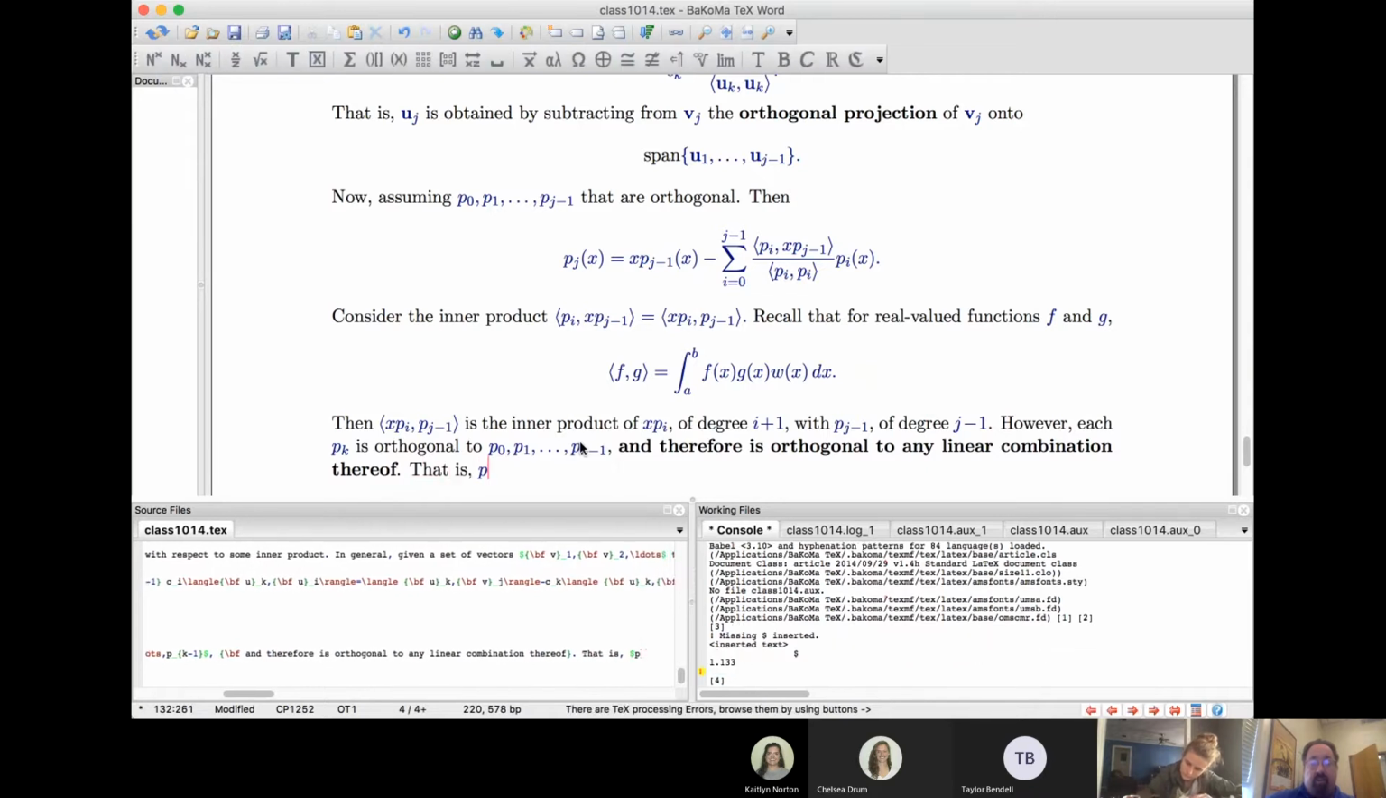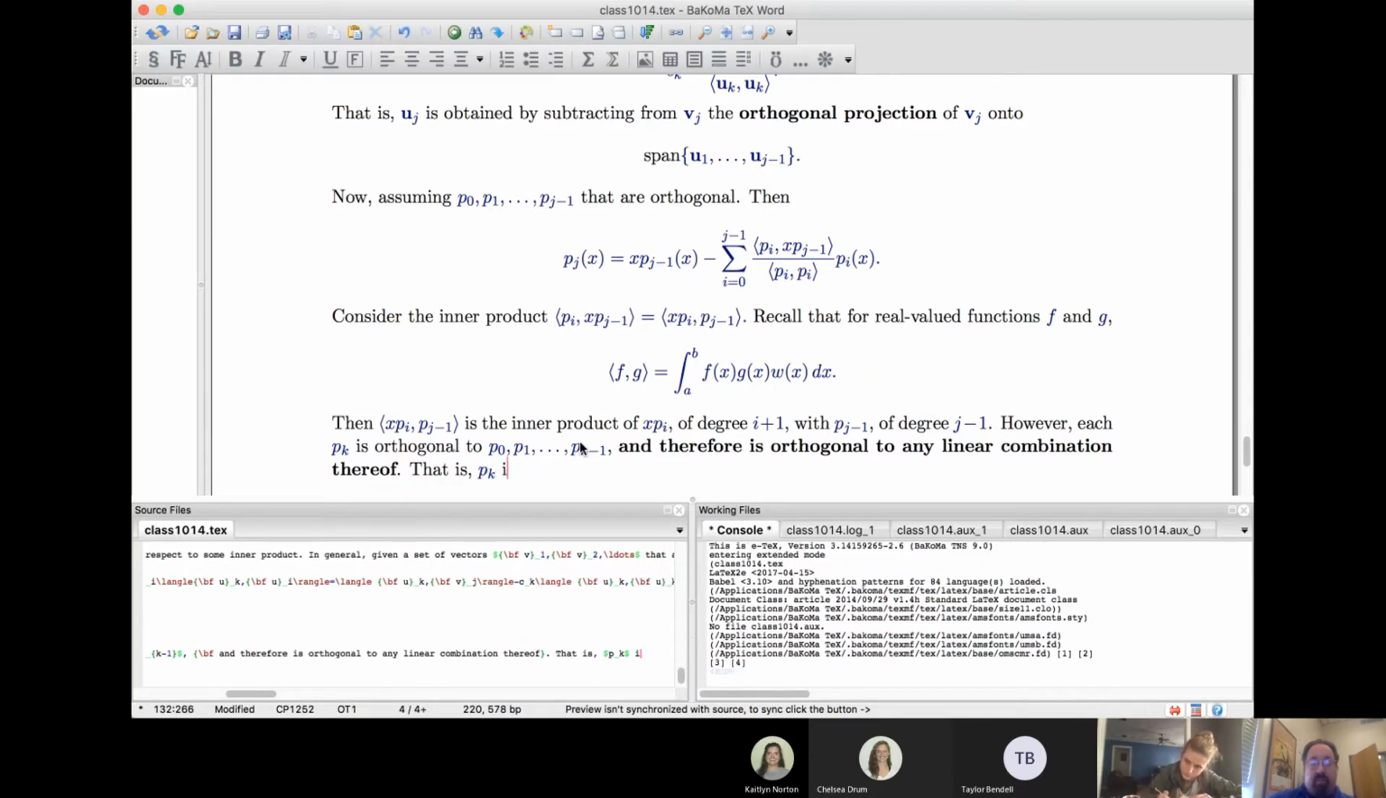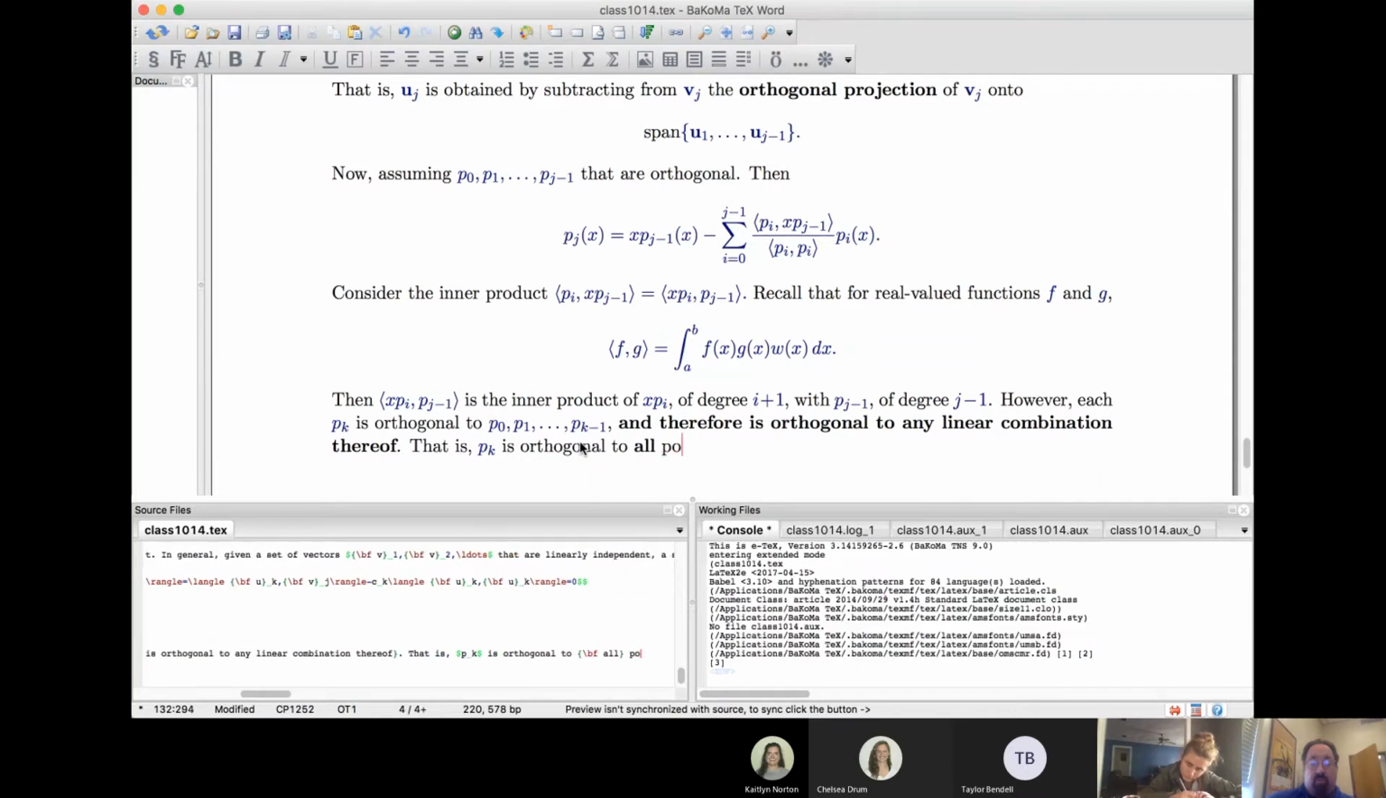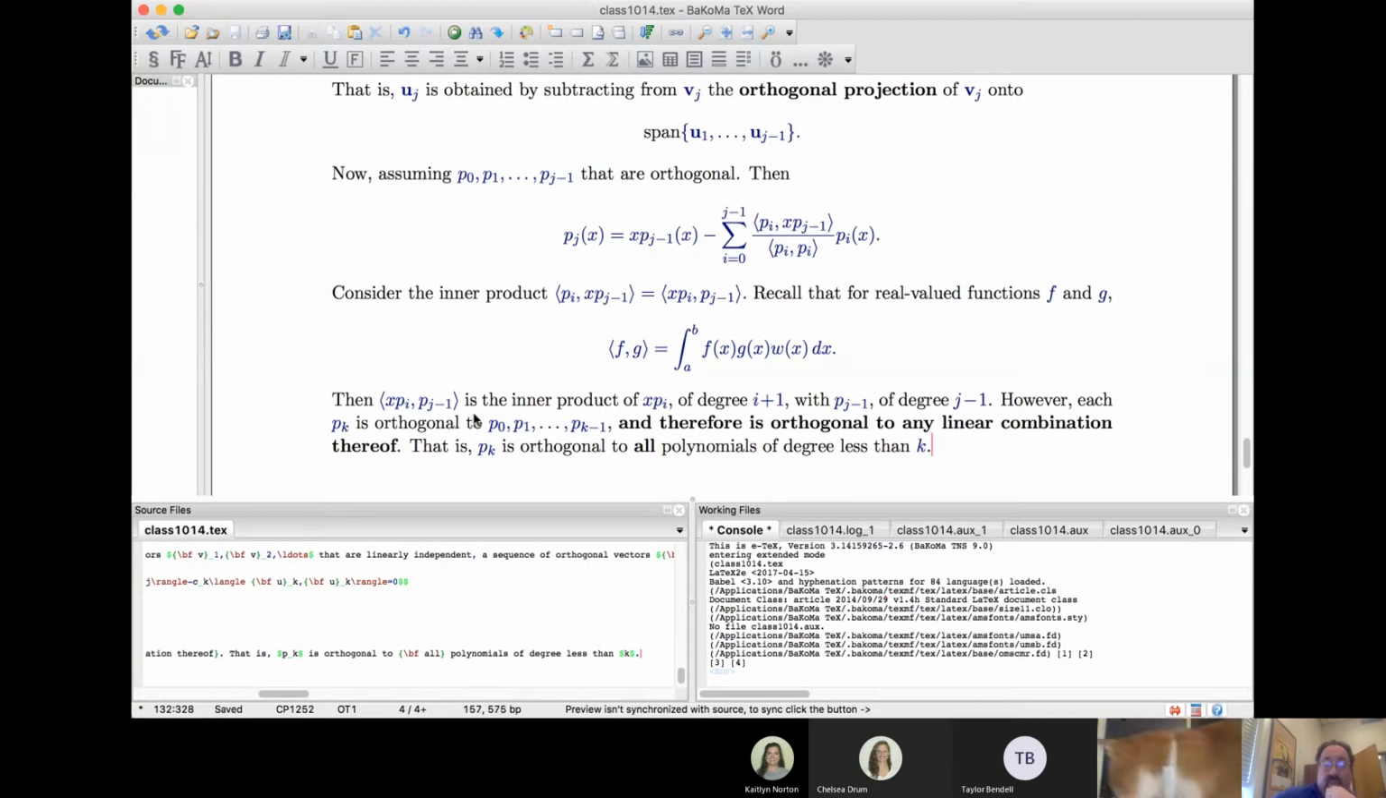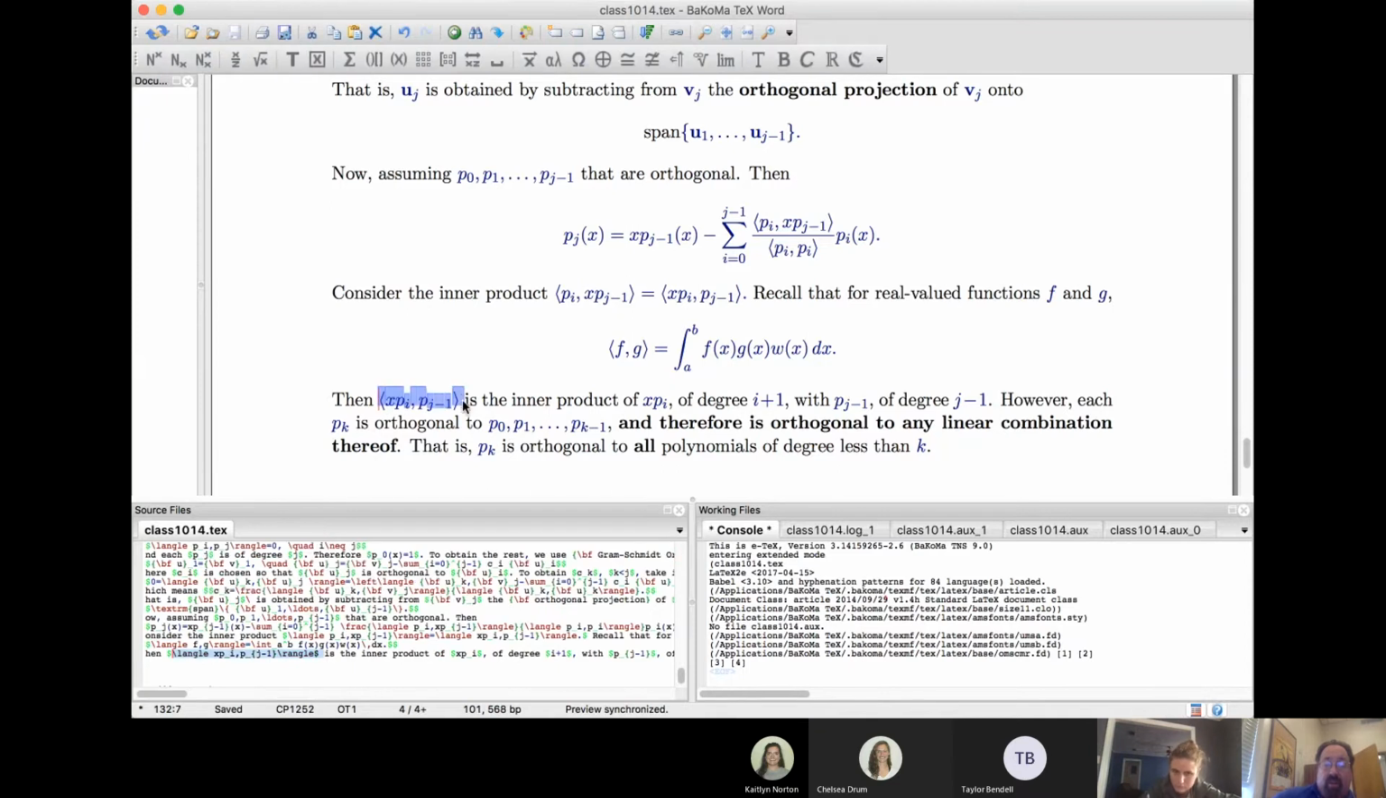So what we could say is something stronger: pk is orthogonal to all polynomials of degree less than k. Given this, each one of these p's is orthogonal to all polynomials that have less degree than itself. What does that tell me about this inner product right here of polynomials of these degrees?